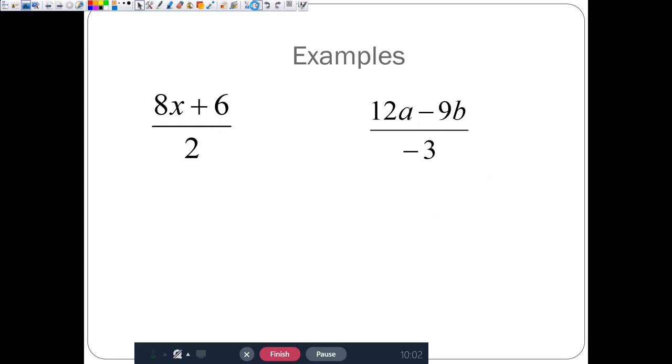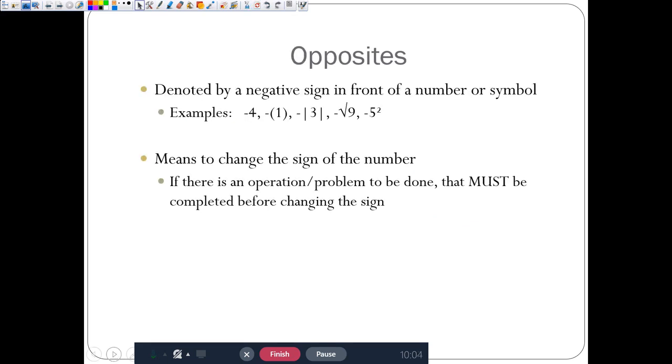Opposites. Denoted by a negative sign in front of a number or symbol. Examples. So -4, negative in front of a grouping symbol, negative in front of the absolute value, negative in front of a square root or a radical, or negative in front of a number. This means to change the sign of the number. If there is an operation or problem to be done, that must be done before changing the sign.